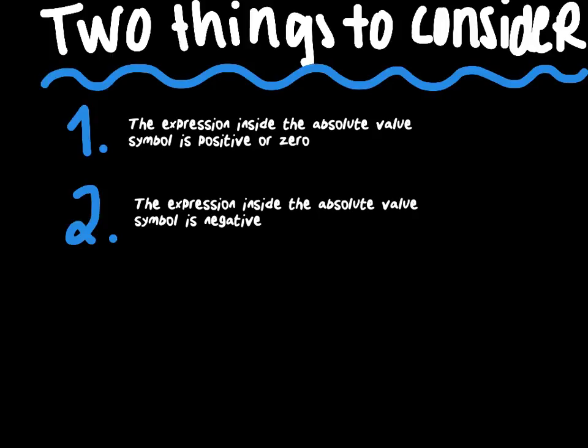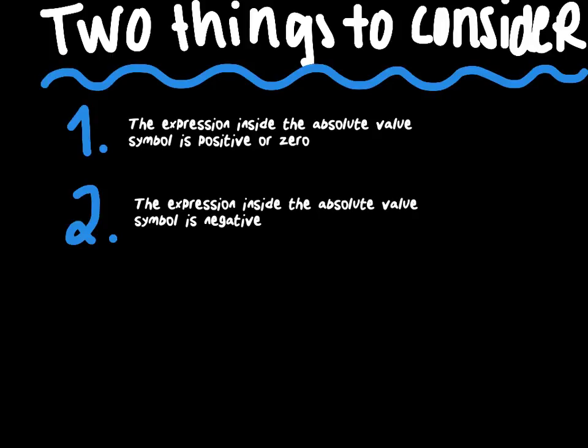Okay, so when you are solving equations that involve absolute values, there are two things to consider. The expression inside the absolute value symbol is positive or 0, and the expression inside the absolute value symbol is negative. So those are two things that can happen. For any real numbers a and b, if the absolute value of a equals b and b is greater than 0, then a equals b or a equals negative b. I'm just basically reading out of the book on page 104.